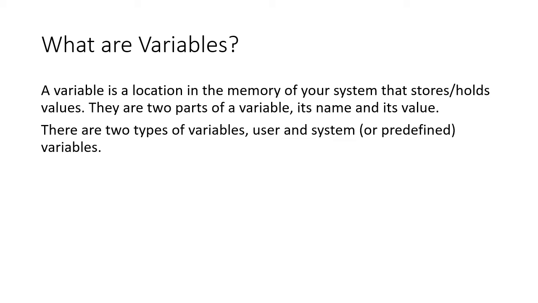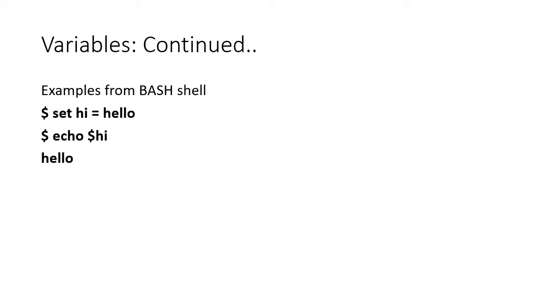Let's move over to the next topic, variables. A variable is a location in the memory of your system that stores or holds values. There are two parts of a variable, its name and its value. There are two kinds of variables, user and system or predefined variables. The user variables are defined by you.